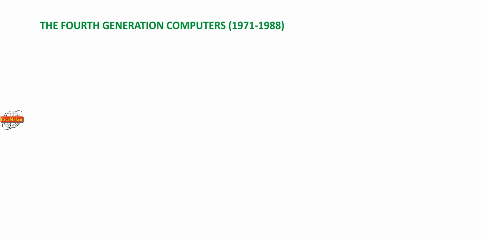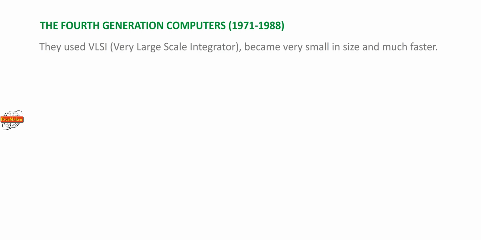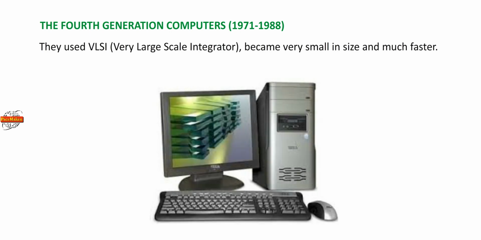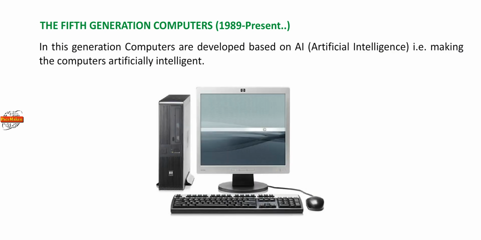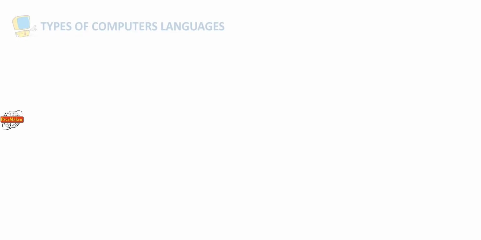The fourth generation computers, 1971 to 1988. They used VLSI, very large scale integration, and became very small in size and much faster. The fifth generation computers, from 1989 till present. In this generation, computers are developed based on AI, artificial intelligence, that is, making the computers artificially intelligent.